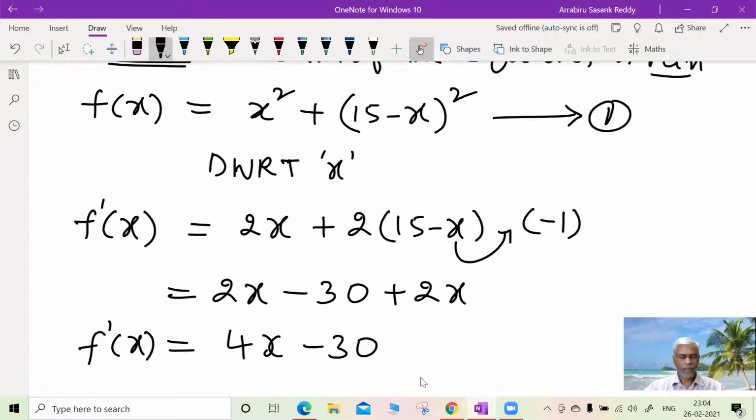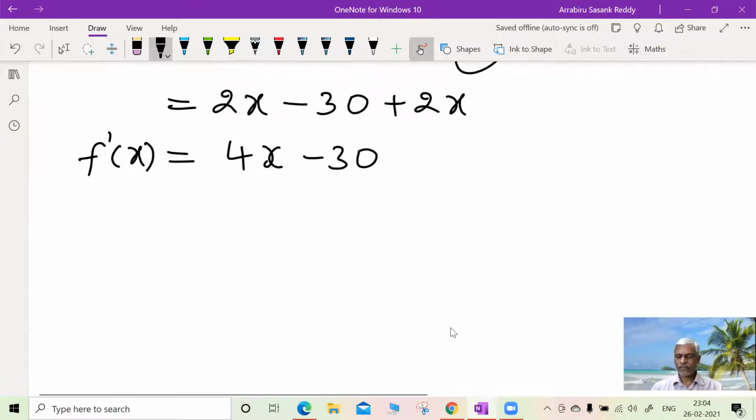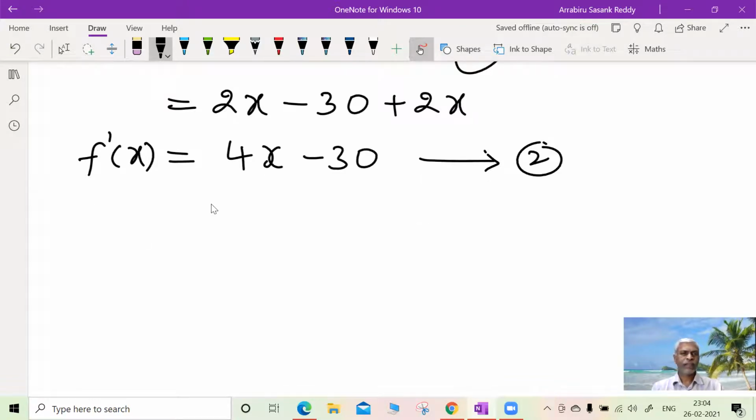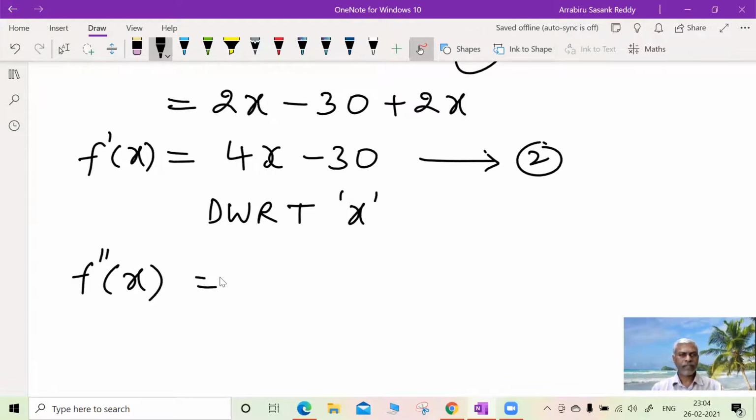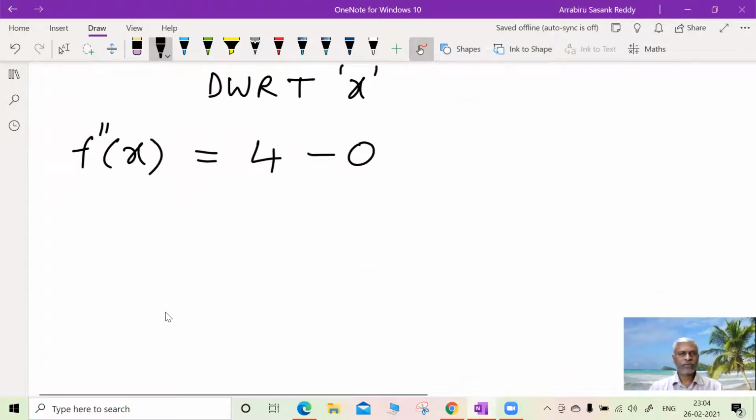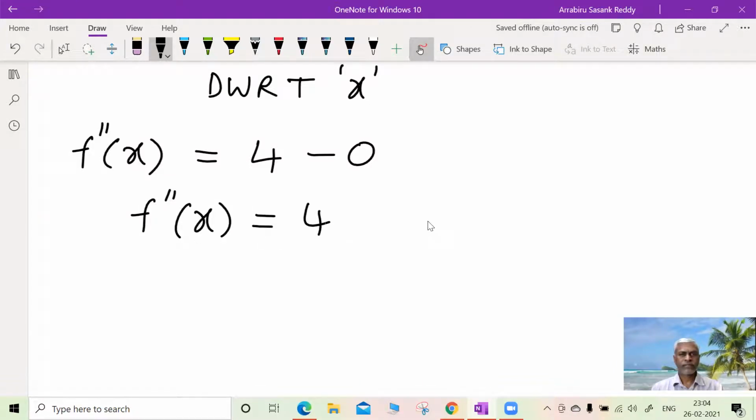This is the first differentiation of the given condition. Let us call it equation 2. Again, differentiating with respect to x, that is f double dash, the second derivative. 4x differentiation is 4, 30 differentiation is 0, constant differentiation. So f double dash x is 4. Equation 3.